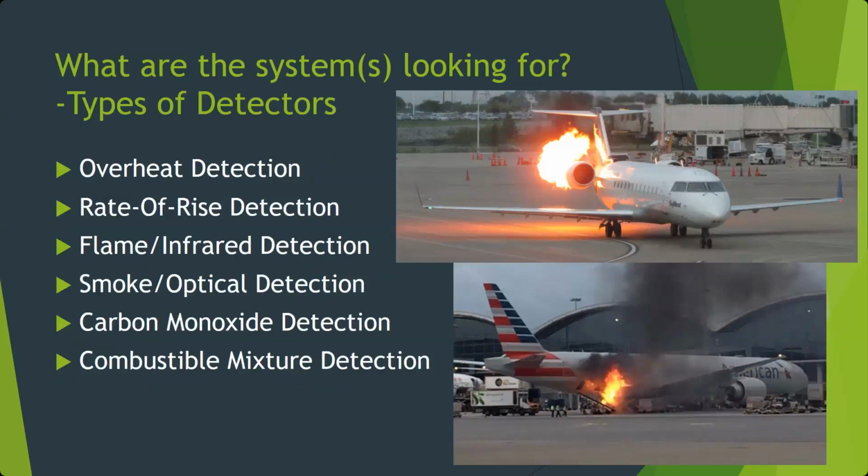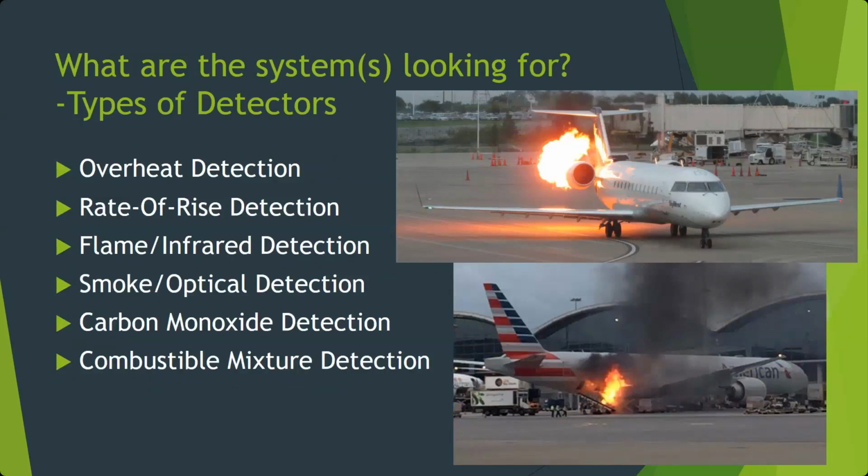So these systems are going to look for fire, overheat in multiple different ways. So overheat detection, things are getting too hot. Rate of rise is they're changing too quickly, because if something's heating up faster than it should, it means it's probably going to exceed a maximum value. We have things like flame and infrared detectors. Those aren't as common, but they're becoming more common. Okay, those are a newer technology.